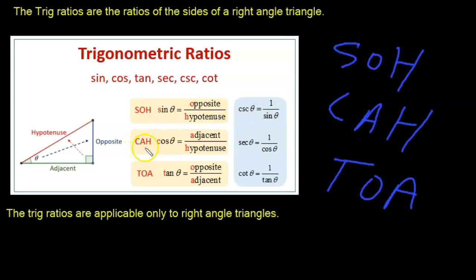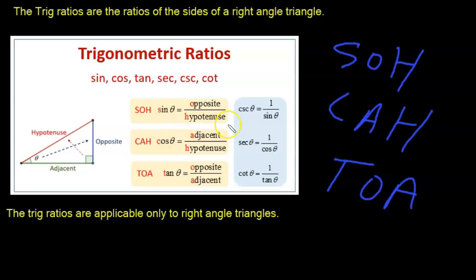Cah: the cosine of the reference angle, cosine theta, is the adjacent side over the hypotenuse side. So the C-A-H means adjacent over hypotenuse. And the tangent, tan theta, T-O-A means the opposite side over adjacent side. So Soh Cah Toa: sine is opposite over hypotenuse, cos is adjacent over hypotenuse, and tan is opposite over adjacent.